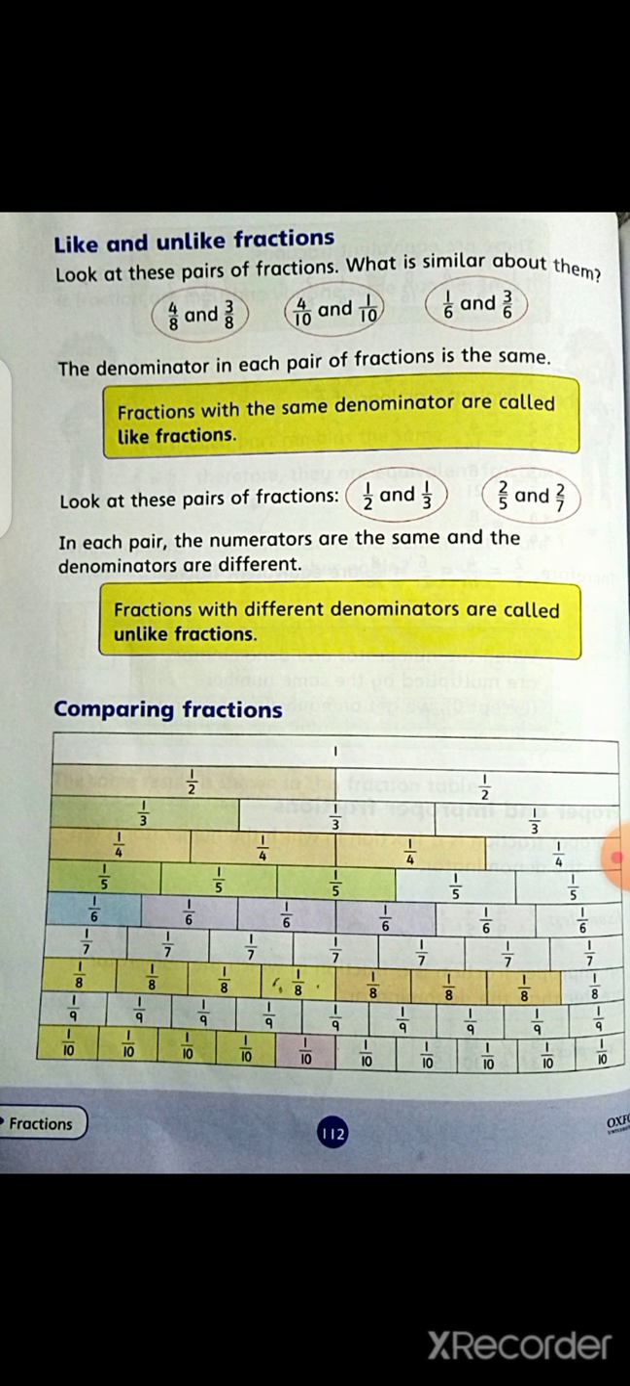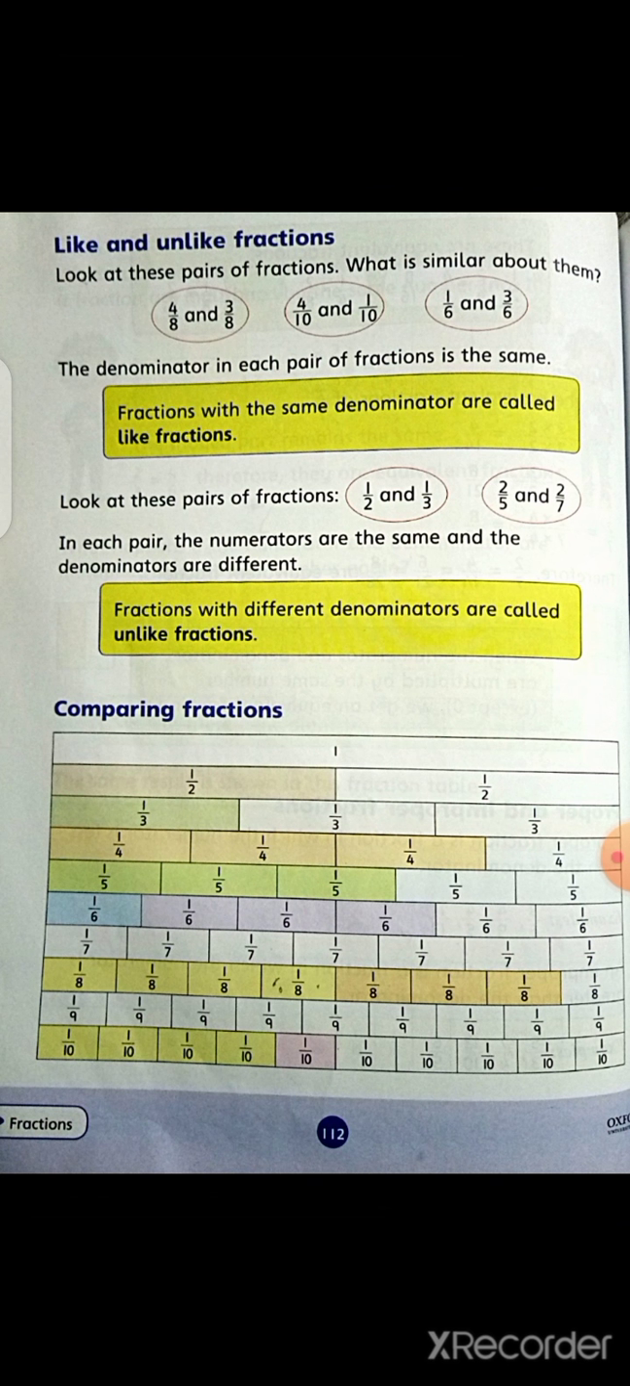So fractions with different denominators are called unlike fractions. And fractions with the same denominator are called like fractions. Fractions with different denominators are called unlike fractions.